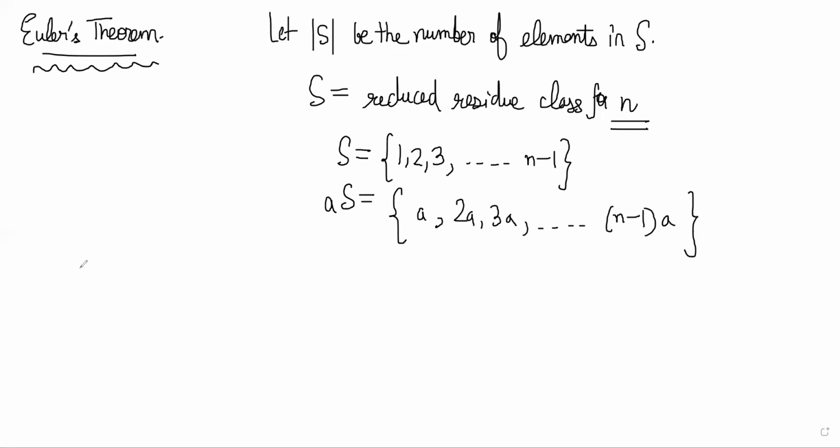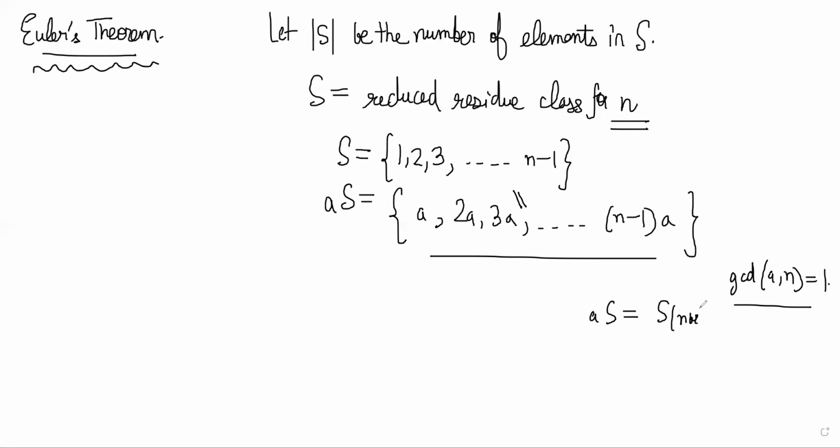Correct. Now, what we can say is this set is equal to this set. We have shown that as long as GCD of A and N is equal to 1, the set AS will always be equal to the set S mod N. So again, we multiply here: A into 2A into 3A into (N minus 1) into A should be congruent to 1 into 2 into 3 up to N minus 1 mod N.